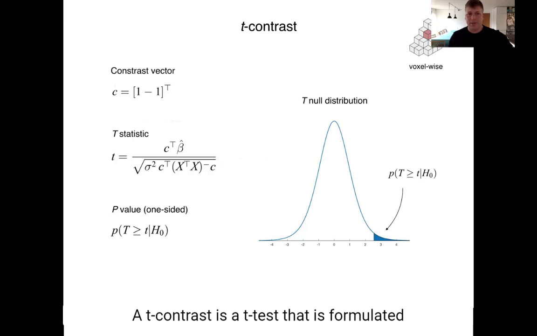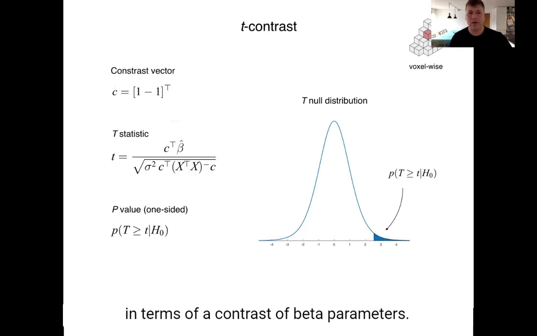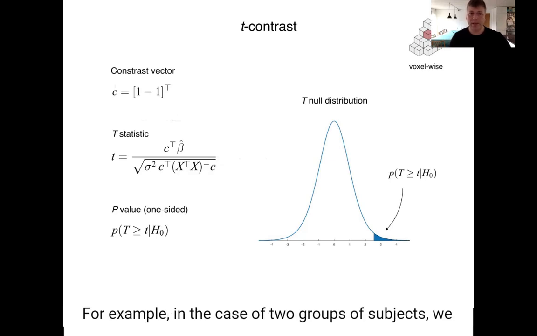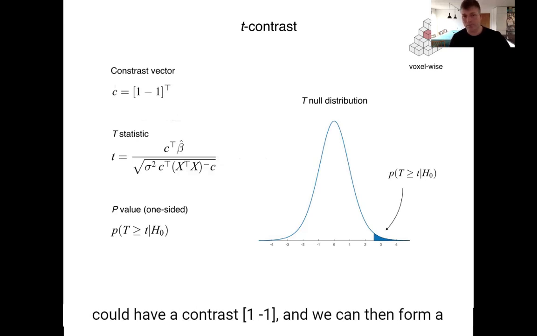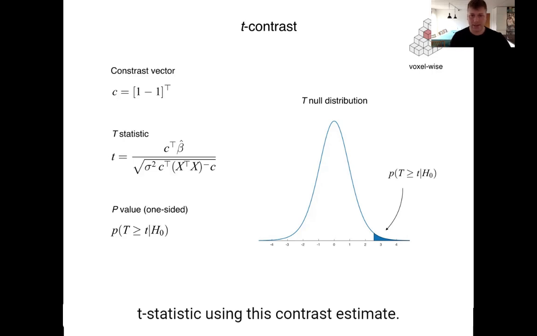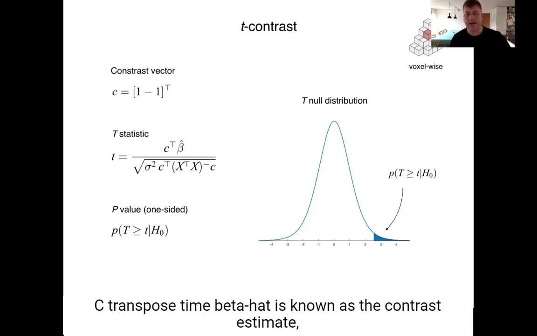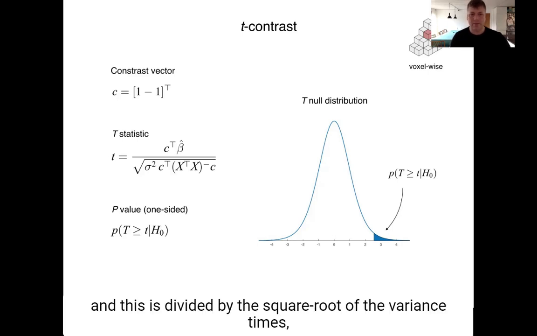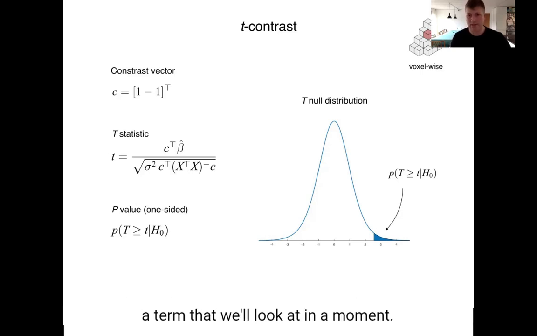So a T-contrast is a T-test that is formulated in terms of a contrast of beta parameters, of model parameters. So for example, in the case of two groups of subjects, we could have a contrast of 1 minus 1, and we can then form a T statistic using this contrast estimate. So C transpose times beta hat is known as the contrast estimate. And this is divided by the square root of the variance times a term that we'll look at in a moment.